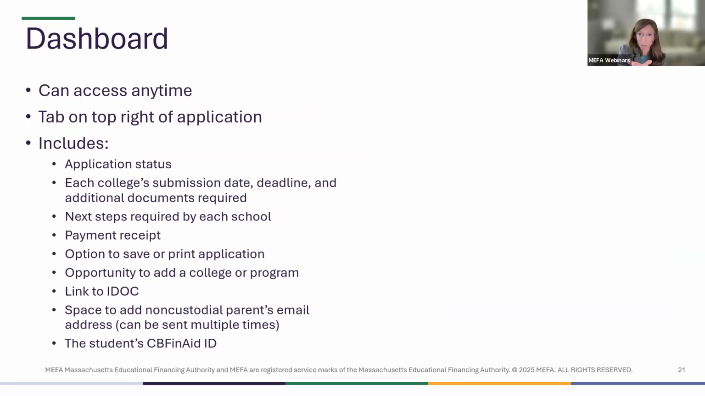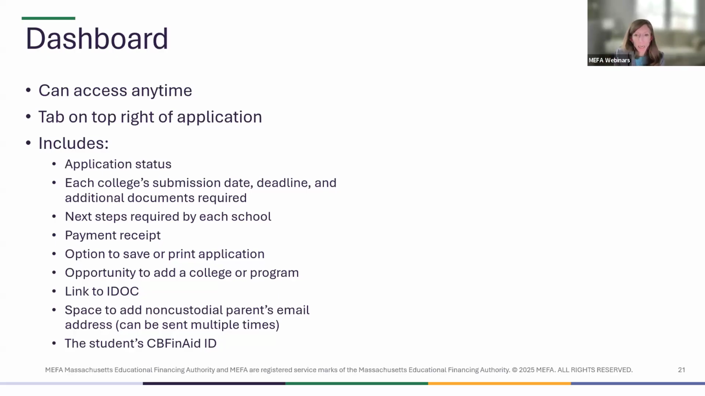It'll say, I've applied to Boston University. I've submitted my application on this date, and that's going to be for every single school. It's also going to show you the school's deadline and any additional requirements that school is requiring, and next steps as well. It'll show your payment that you have officially paid. This will be where you can also go back in and print the application or save it to your desktop if you want.